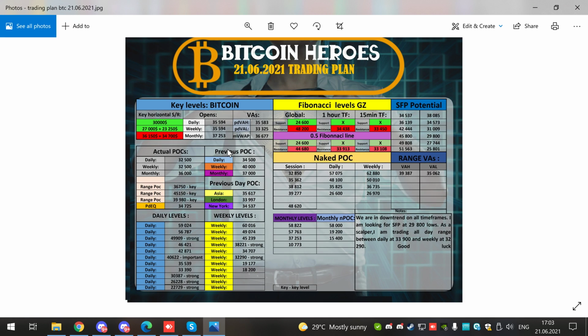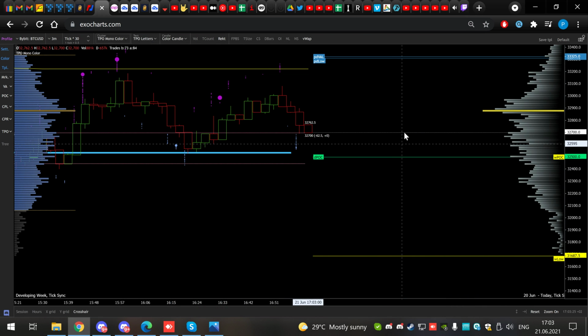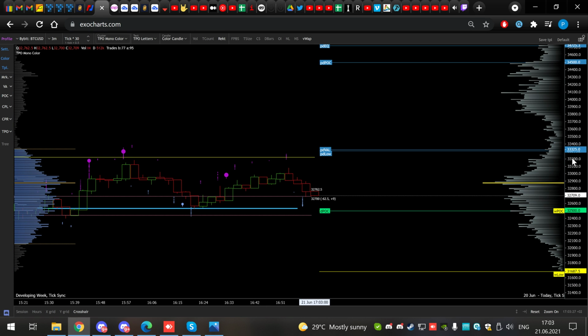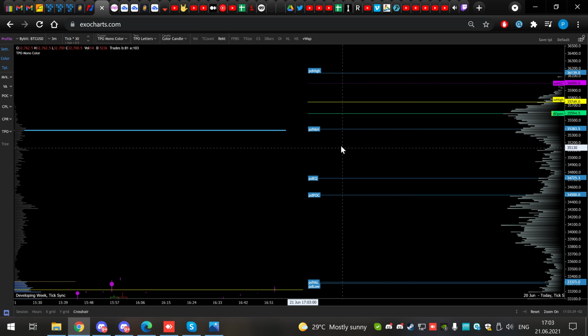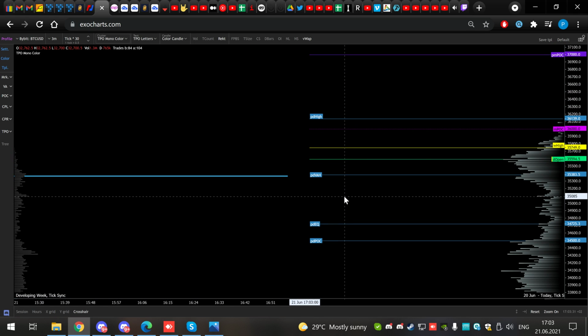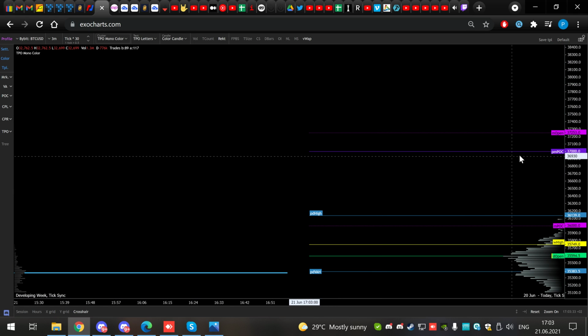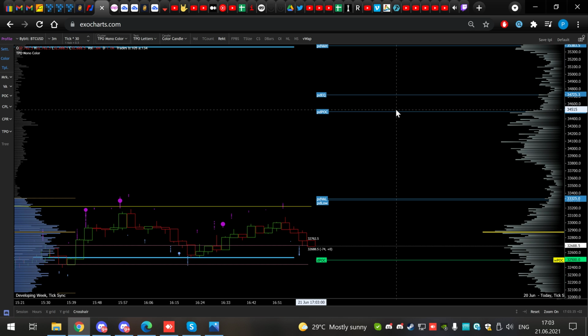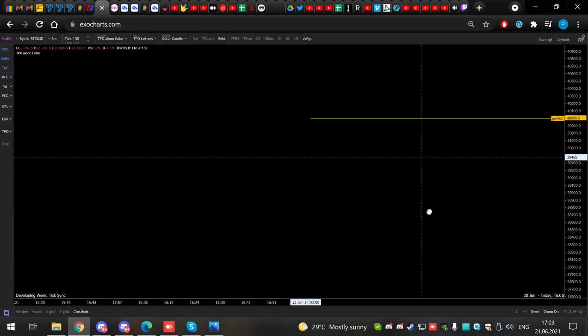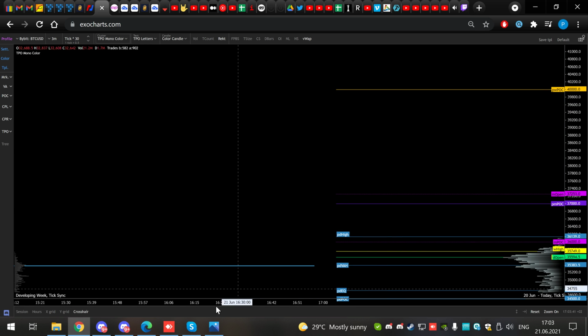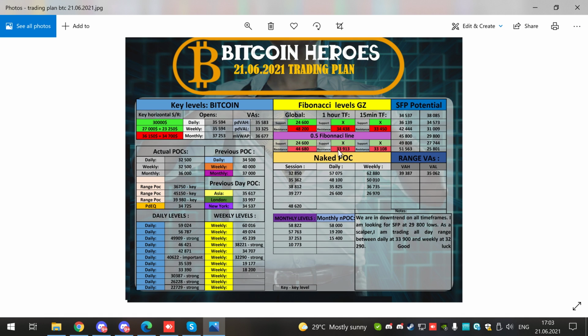Then I'm marking the previous point of control from daily, weekly and monthly. You are also getting this one from ExoCharts. So for example, here is the previous month point of control, here is the previous day point of control, and here is the previous week point of control. Very important levels. You know, they are important. You have to mark them.